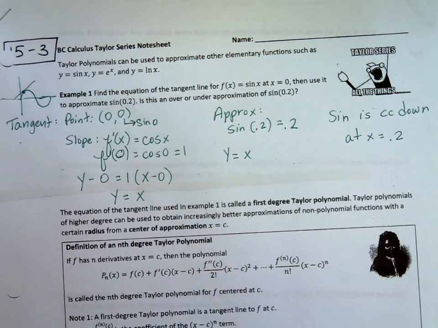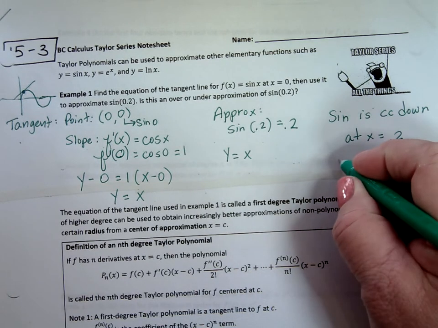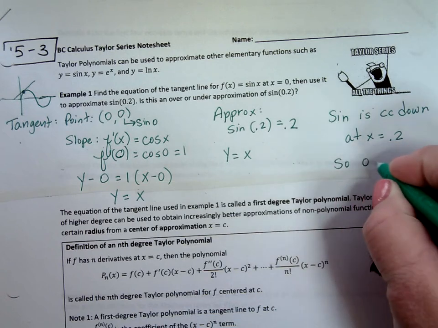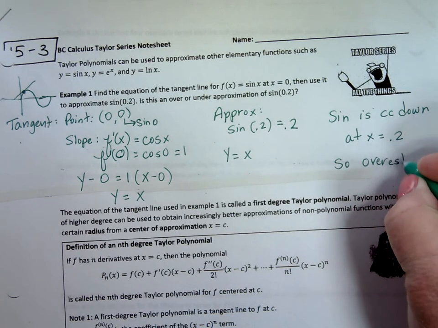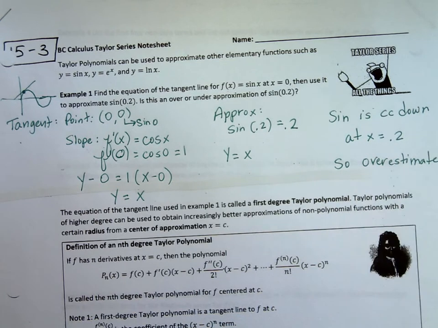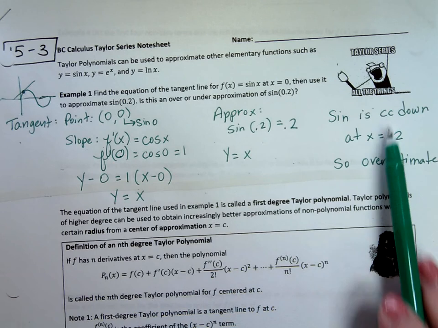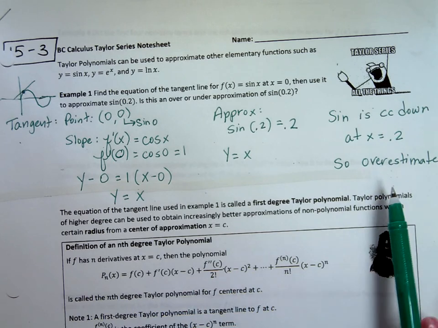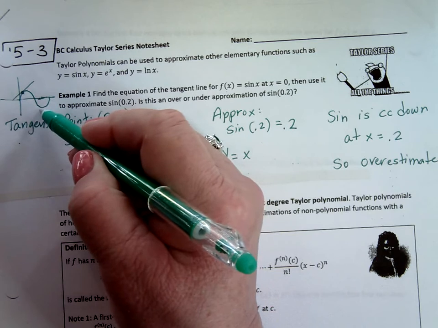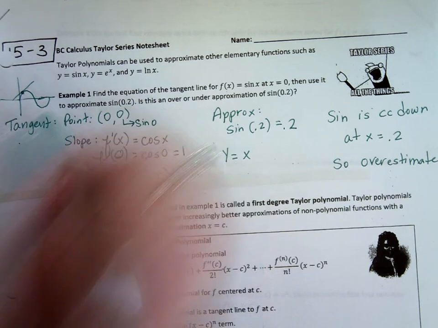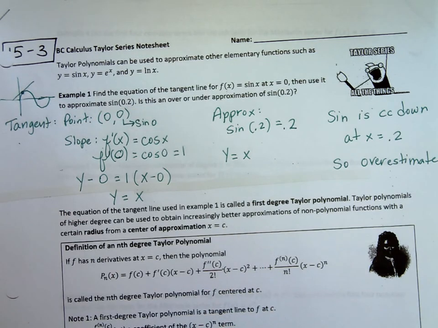Now, where are the tangent lines? Are the tangent lines above it or below it? The tangent lines are above it, so that means it's an overestimate. Anytime, we were talking about this in Calc AB not that long ago, anytime it's concave down, it's going to be an overestimate, and anytime it's concave up, it's going to be an underestimate, because all of the tangent lines now would be below that curve if it's concave up. All right, so there you go. That's the first thing. Kind of a reminder of several topics that we've talked about in the past.